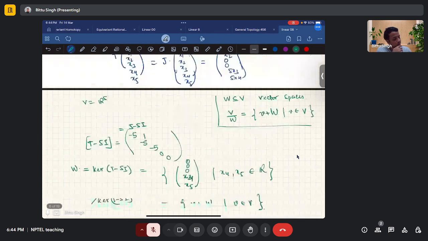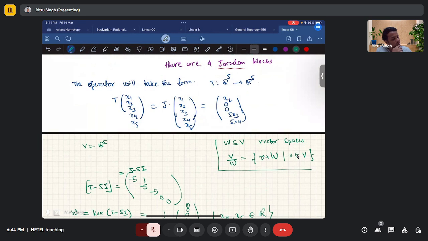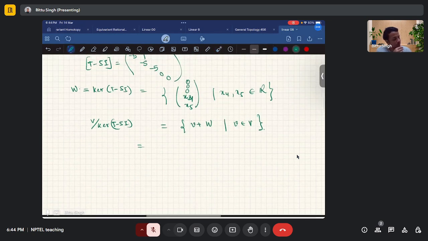Now our V means all those 5-tuples. V contains all those 5-tuples. Explicitly, if we write x1, x2 up to x5 plus W, it will consist of those kinds of vectors, where each xi belongs to R. But we can see there are only 3 representatives which are linearly independent. It is actually spanned by those 3 representatives. One is 1 0 0 0 0.